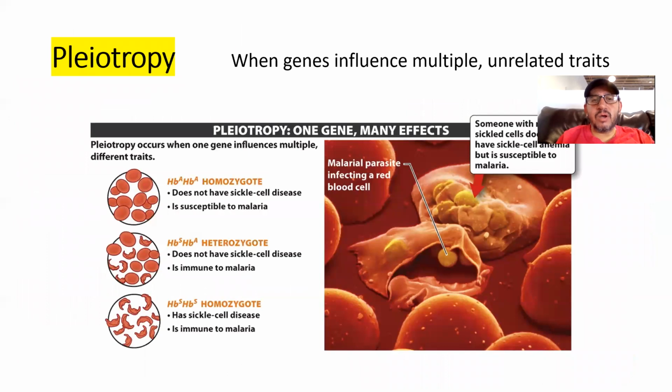Pleiotropy is when genes influence multiple unrelated traits, again, the sickle cell trait and malaria, and there's a parasite right there. Again, magnified 10,000 times, the red blood cell right here, and you can actually see the Plasmodium species right there inside the red blood cell, destroying it.